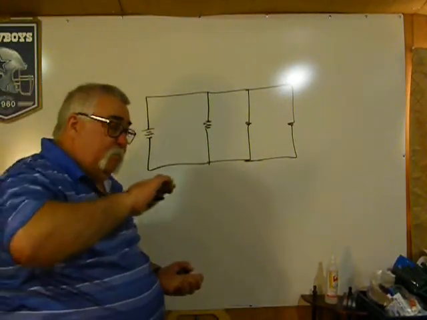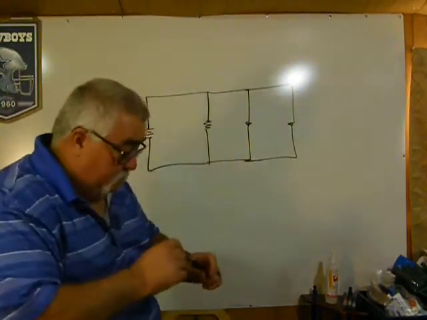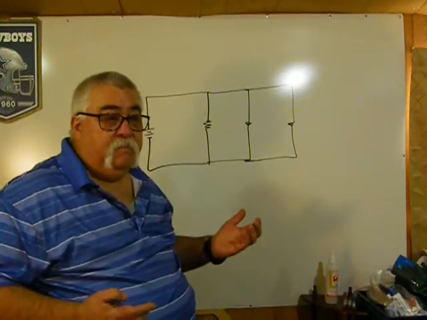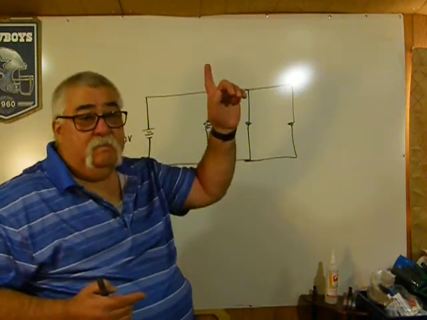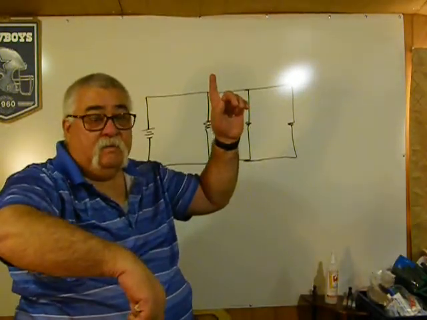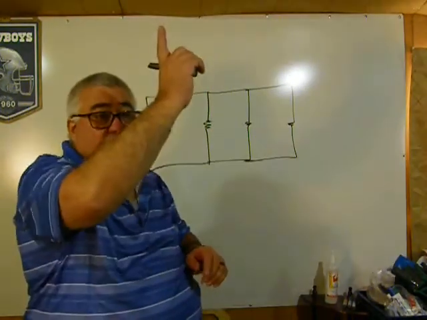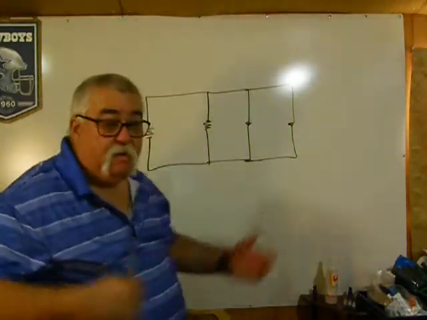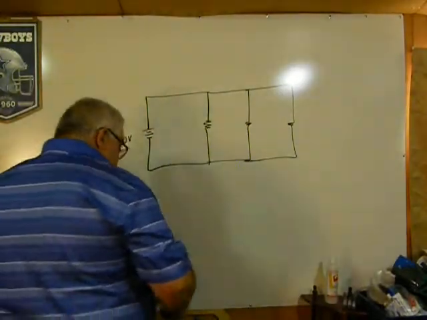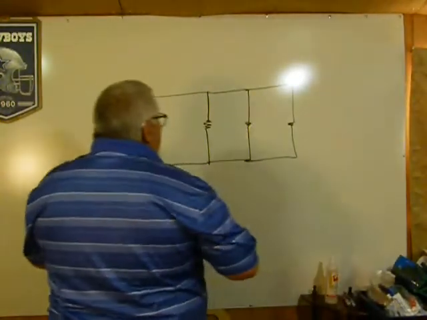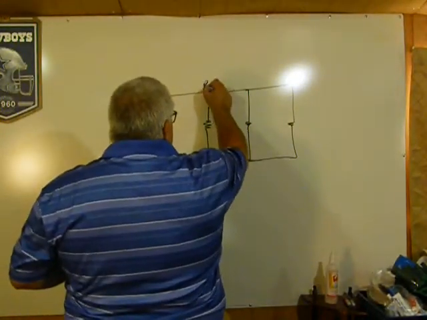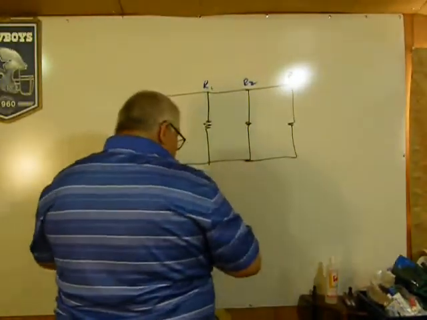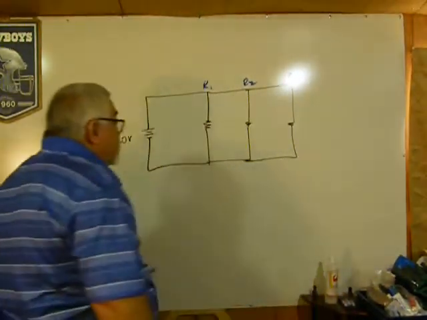Always remember, and I forgot to say it in the last video, amperage and resistance are inversely proportional. So if my amperage goes up, my resistance goes down. If my resistance goes up, my amperage comes down. Okay, and then I'll show you on the different circuits. So I'm going to label these R1, R2, and R3. My voltage is 120 volts.